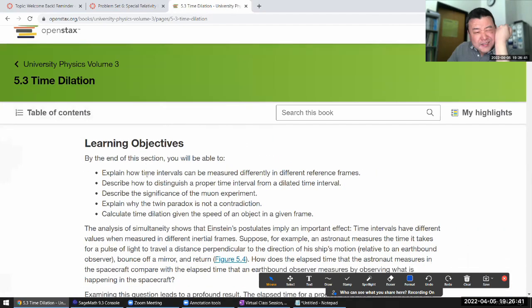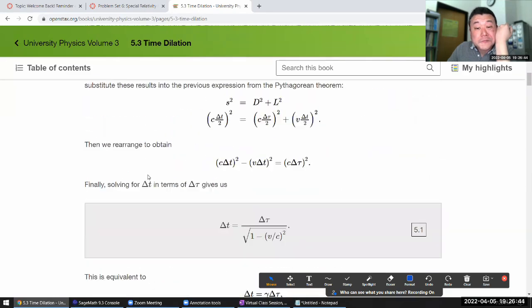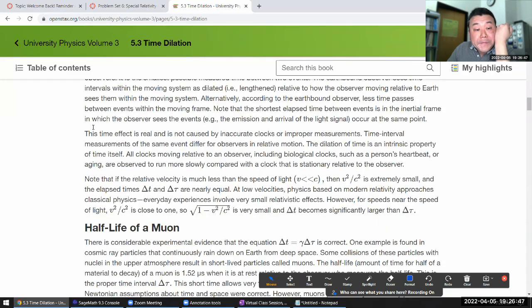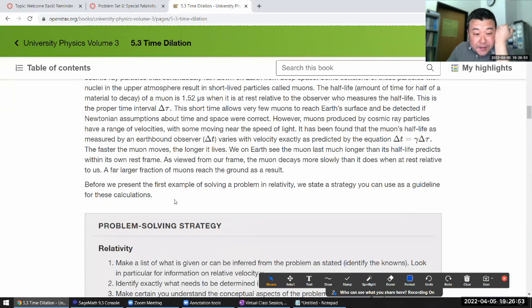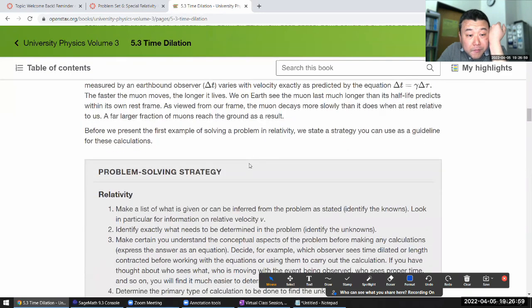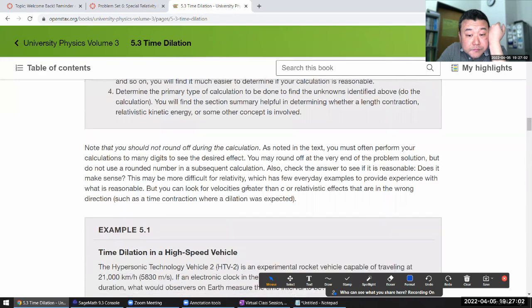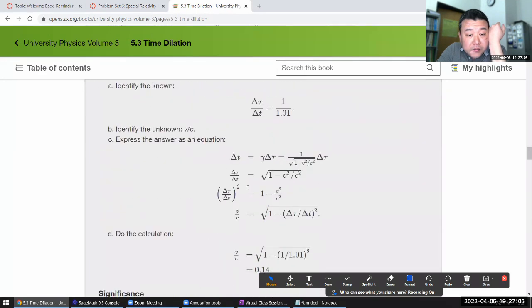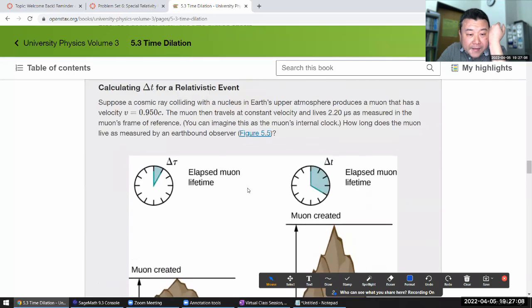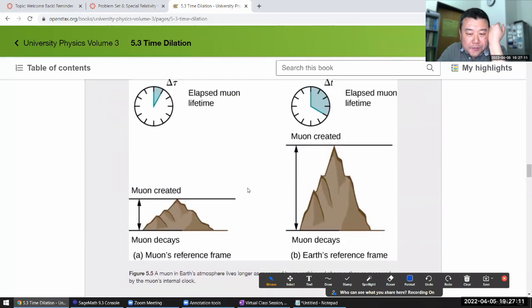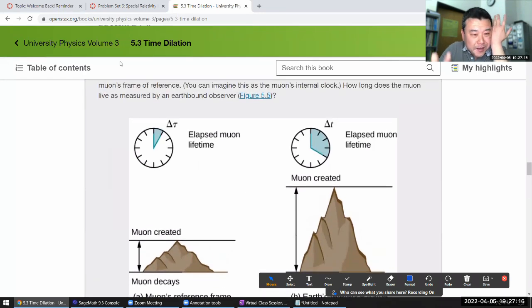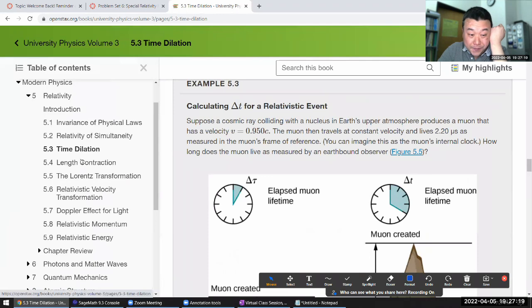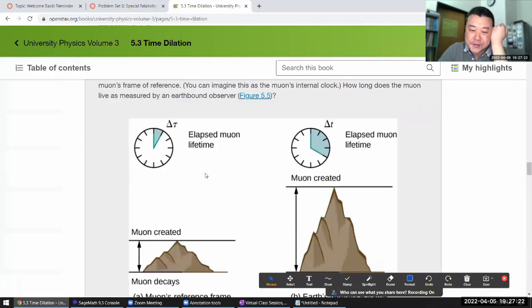That's the classic example. Yeah, half-life of a muon. It's an entire subsection. This picture kind of summarizes the calculation that we are going to go through. The place it comes in the textbook, they're talking about this before they introduce the length contraction.